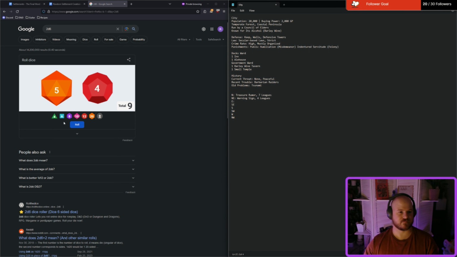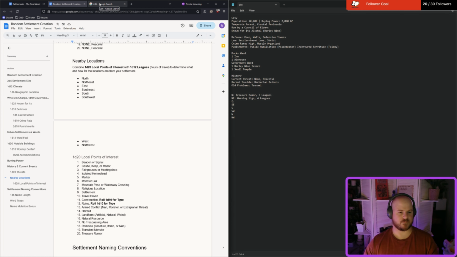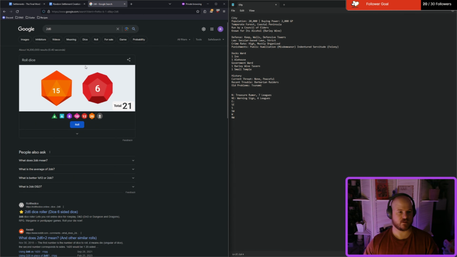What's to the east? 15. Some sort of landform. Okay. Interesting. Well, a D6, that'll tell me. I know we're in a civilized area. Okay, so there's some sort of artificial landform.